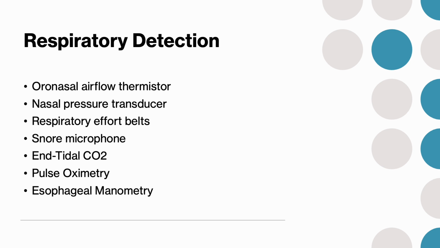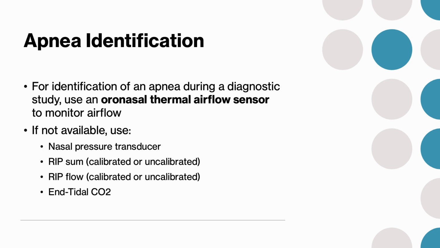Carbon dioxide retention is another potential issue for pediatrics, so capnography is used and can be acquired through end-tidal CO2 or transcutaneous CO2. As with all respiratory events, you want to know if there is an oxygen desaturation, and for those we track oxygen with pulse oximetry. Finally, and very rarely, esophageal manometry can be used to measure respiratory efforts like the belts.